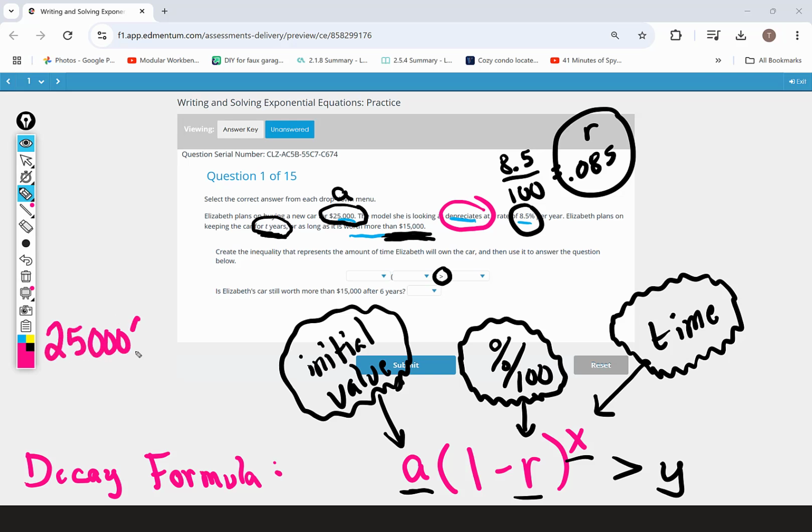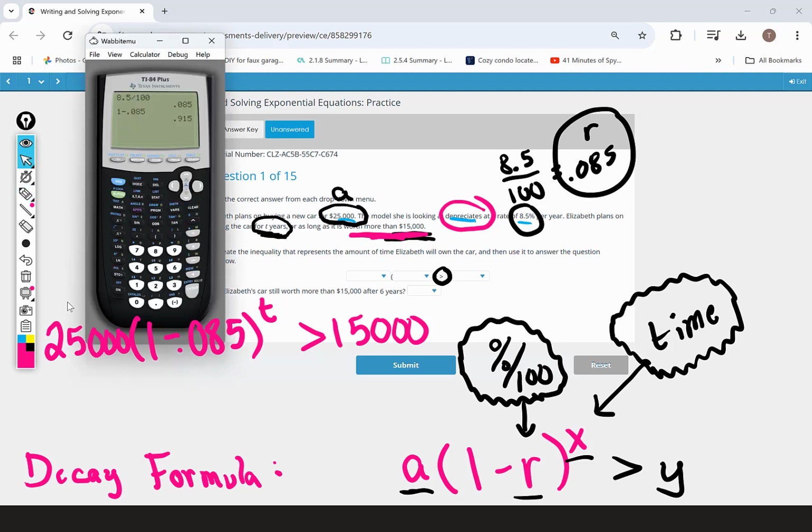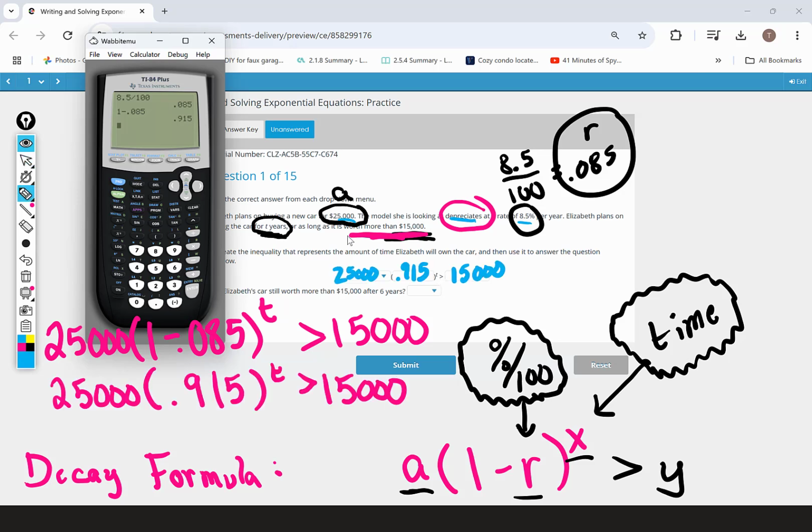So A is 25,000. 1 minus 0.085 raised to the t value is greater than y. We want this to be greater than or worth more than 15,000. So this is the inequality, but we can clean it up just a little bit by simplifying what's inside the parentheses there. 1 minus 0.085 is 0.915. So the final answer is written here in blue for the first part.